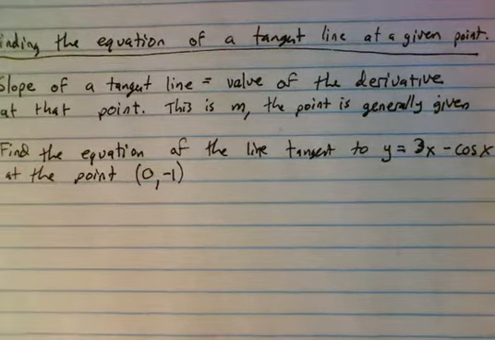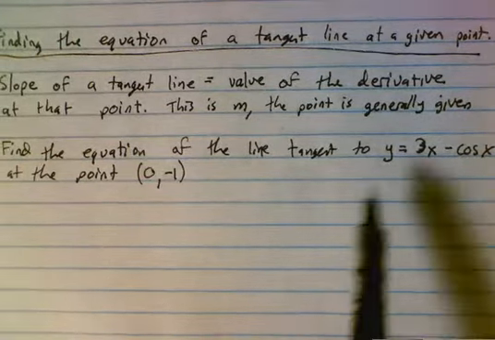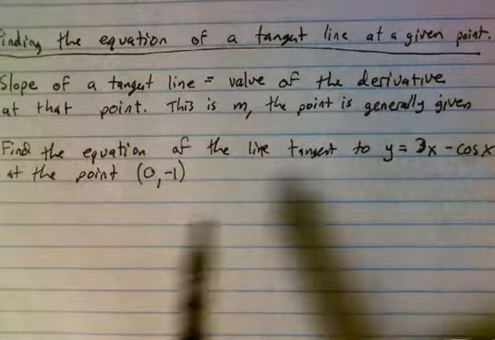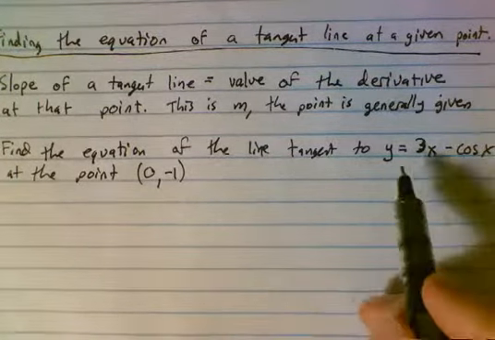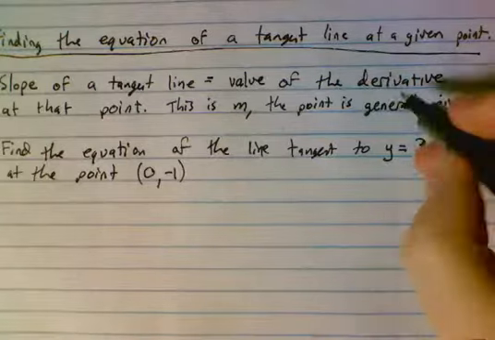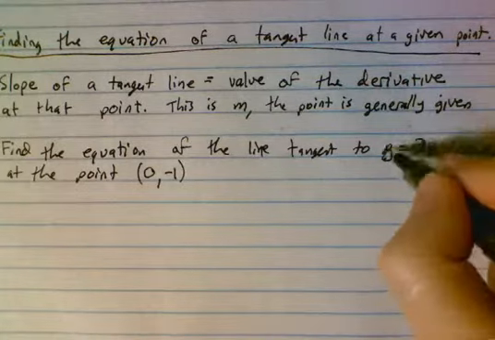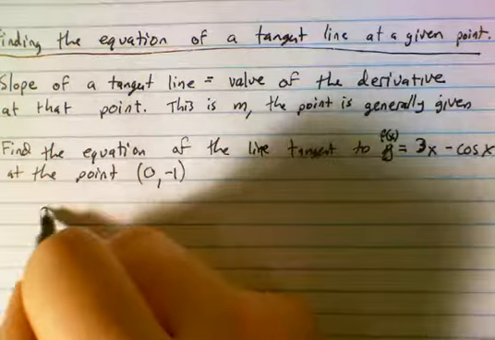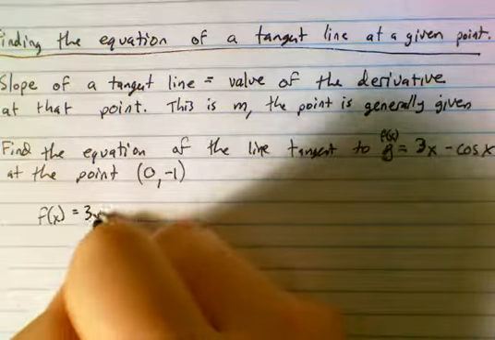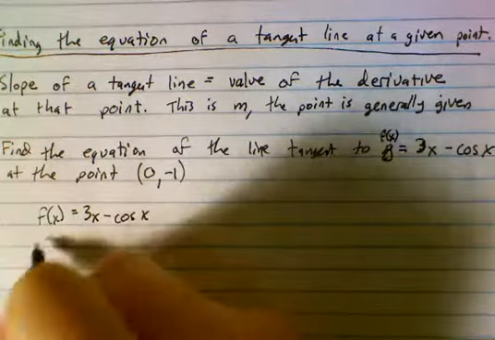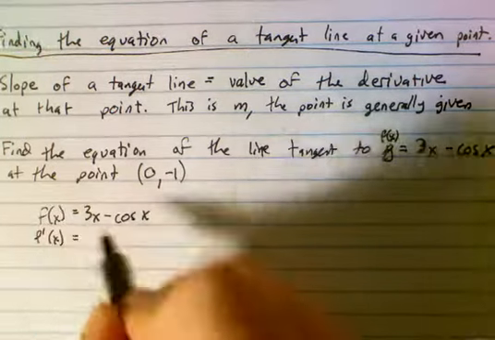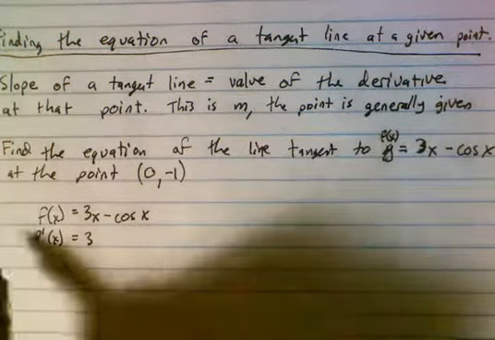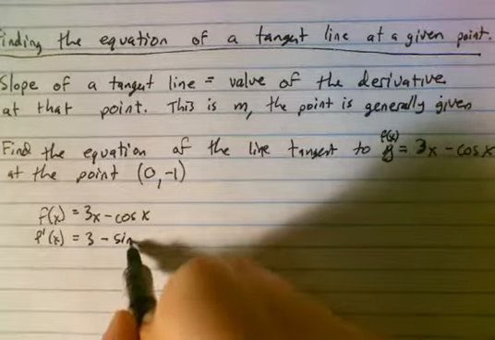without the calculator. The first thing that we need for the slope of the tangent line is to take the derivative of this. So I'm just going to call this y. I'm just going to change that name to f of x, just for consistency with our notation. So I'm going to let f of x equal 3x minus cosine of x. I'll do the derivative. Derivative of 3x is 3. Derivative of negative cosine x is negative sine x.